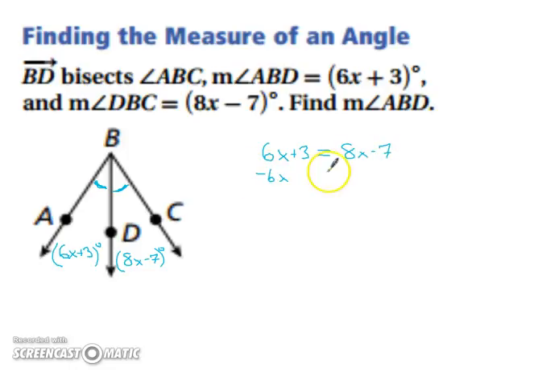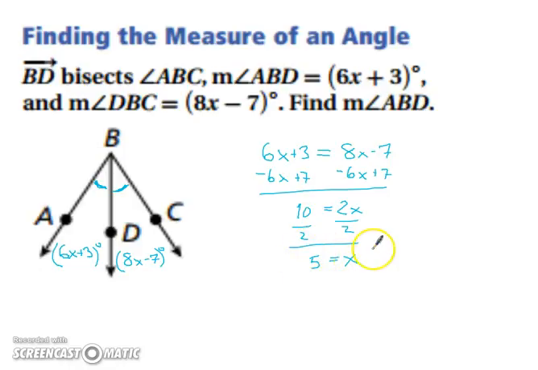So subtract 6x from both sides, and we'll add 7 to both sides, leaving us with 10 equals 2x. Divide both sides by 2, and we've got x equals 5. Well, we're not done yet. It wanted to know the measure of ABD. So we want to plug this 5 back in. We're going to substitute x for 5. So we have 6 times 5 plus 3. 6 times 5 is 30, plus 3 gives us 33 degrees. And that ends our lesson on measuring angles.